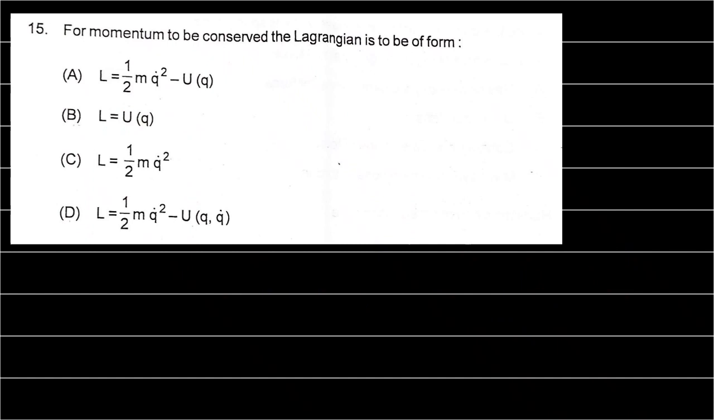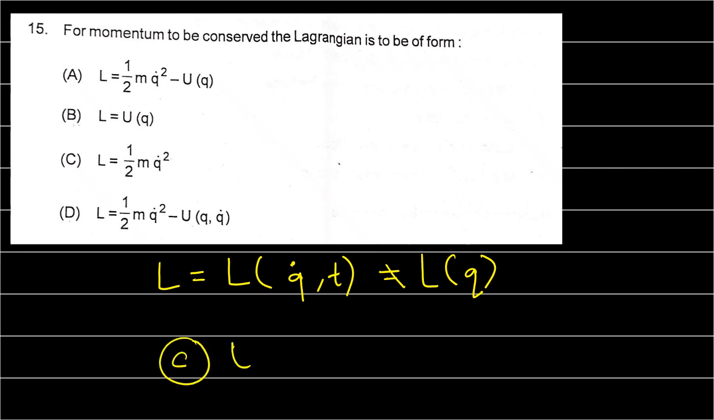For linear momentum to be conserved, the Lagrangian should only depend on q dot and t. It should not depend on q. So the answer is C. That is the Lagrangian of a free particle, half m q dot squared.